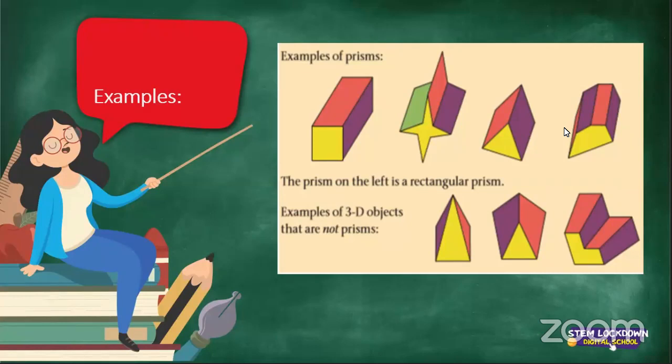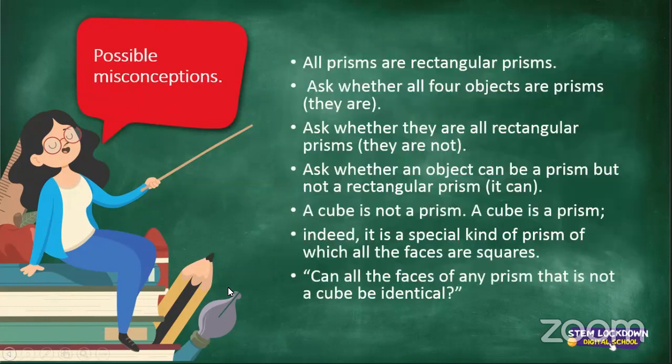The reason these are prisms is because on either end, they have a 2D shape. Remember what we said when we were giving our explanation? That if they have a 2D shape on either end that is the same shape and size, then it means that those are prisms. Okay? All right.